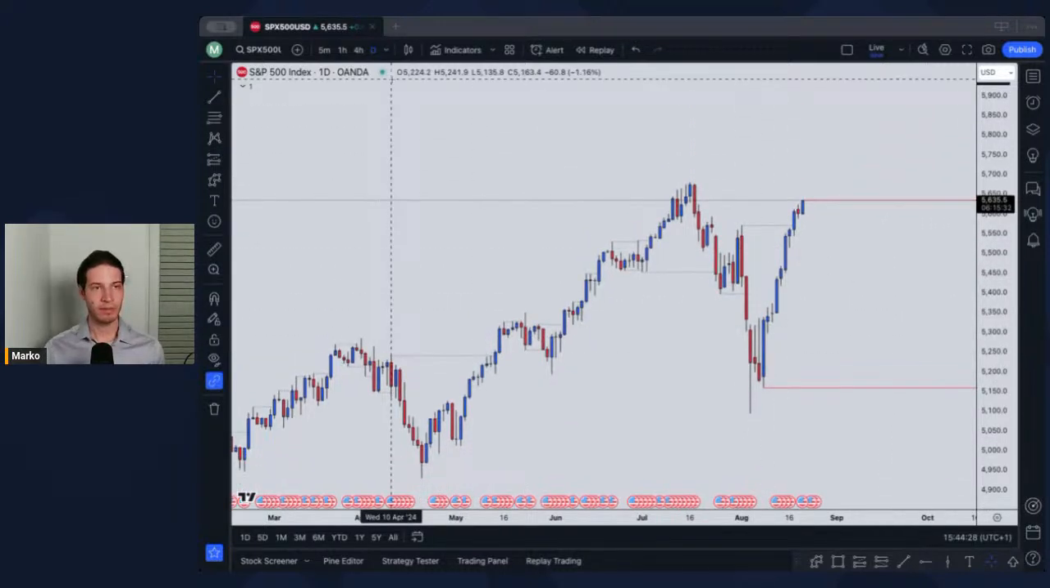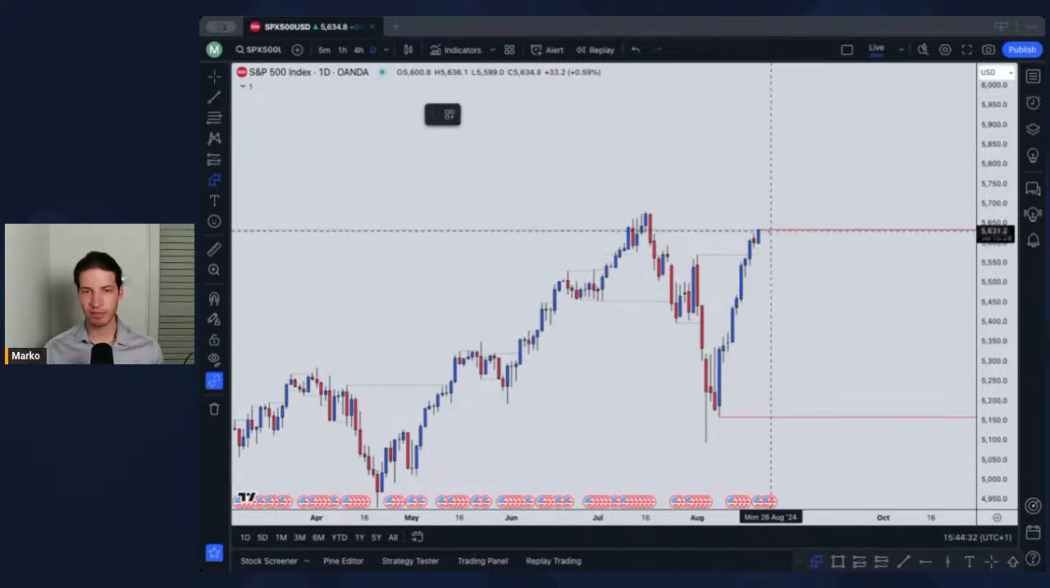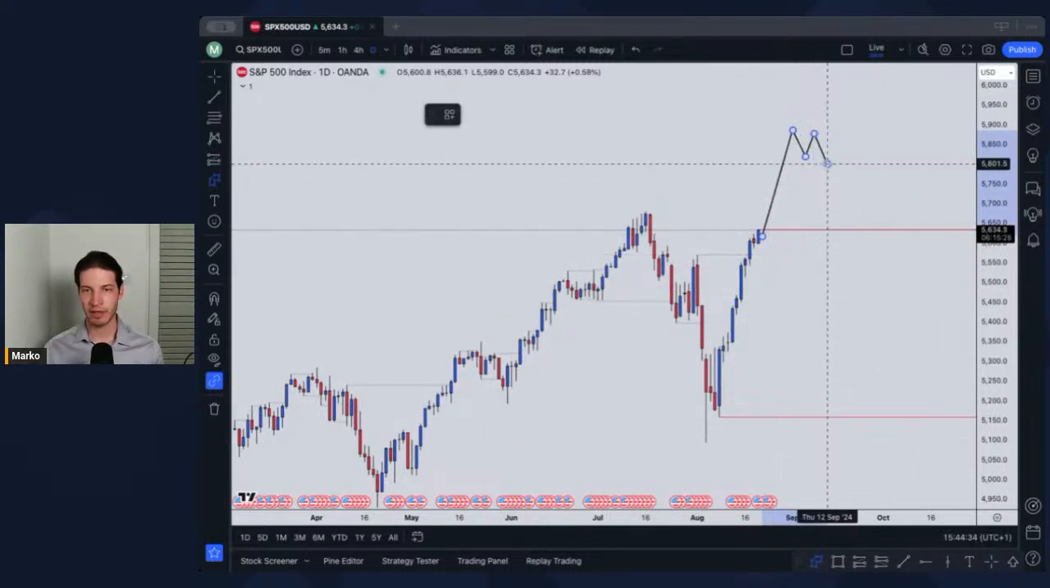Okay, that's it for the S&P. I like this bullish momentum. I want to see it break the high and then, of course, continue with the nice, strong uptrend.